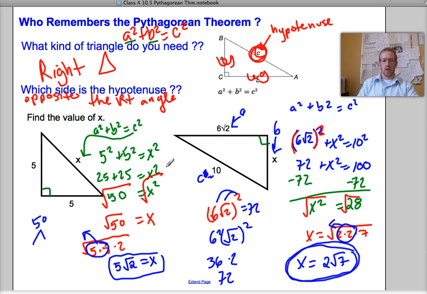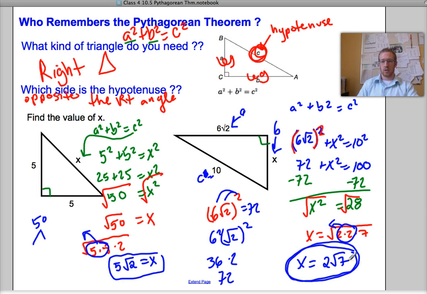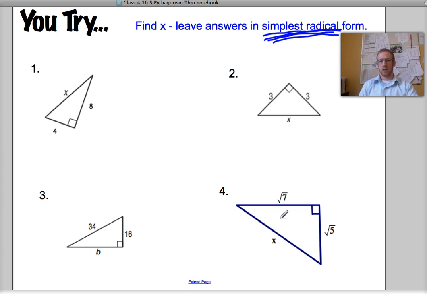So on your u-tries, come back and watch this if you need to. On your u-tries, when it says leave in simplest radical form, there should be no decimals. If you get any decimals, you should just leave it as a fraction, not as a decimal. And simplest radical form is when you have simplified it as much as possible, like this. Alright, so I don't want to leave it as square root of 28, I want to leave it as 2 root 7.